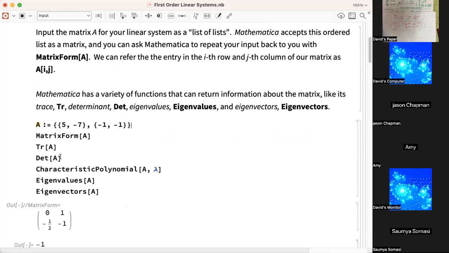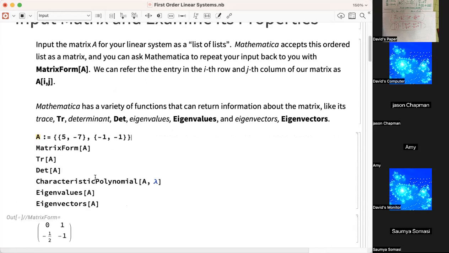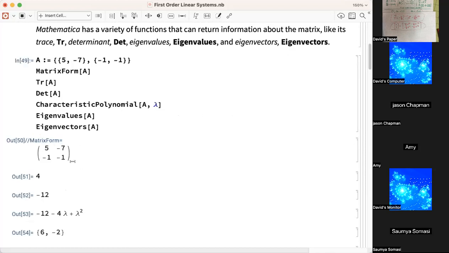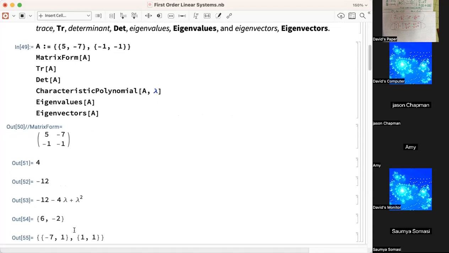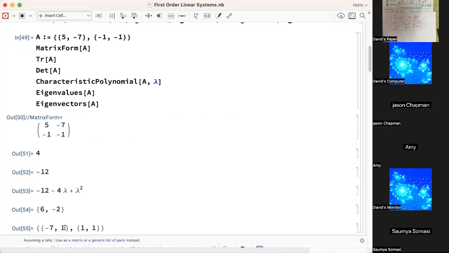But you can also ask Mathematica to show you the trace, the determinant, the characteristic polynomial, the eigenvalues and eigenvectors. So there's the matrix, 5, minus 7, minus 1, minus 1. Do you notice the trace is 4, the determinant is minus 12. The characteristic equation, which Mathematica inexplicably writes backwards. The eigenvalues 6 and minus 2, the same ones we did. Even the eigenvectors, the same ones we chose.